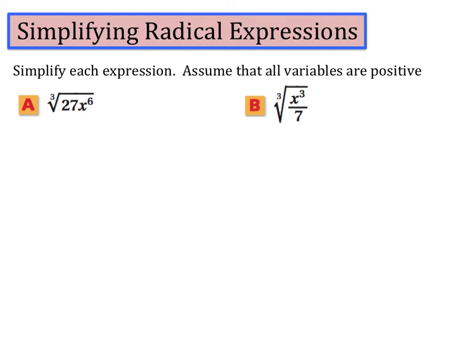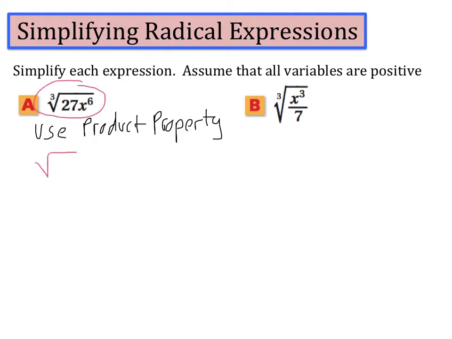Let's use those two properties to simplify the radical expressions. Let's look at example A. What we want to use to simplify this is the product property. Now, what does the product property tell us? It tells us that we can take this expression and break it down. So we can do the cube root of 27 times the cube root of x to the 6.